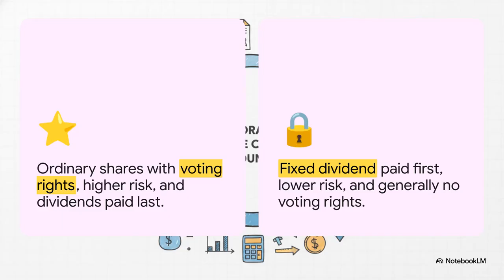Now, you're going to want to pay attention here because this is a highly testable distinction. You've got equity shares and preference shares. Equity shares are your ordinary shares. These shareholders are the true risk takers. They get the voting rights, but their dividends, those are paid absolutely last. It's high risk, but potentially high reward. On the flip side, preference shares are, well, exactly what they sound like. They get preference. They're paid a fixed dividend first, which makes them lower risk, but the trade-off is they generally have to surrender their voting rights.